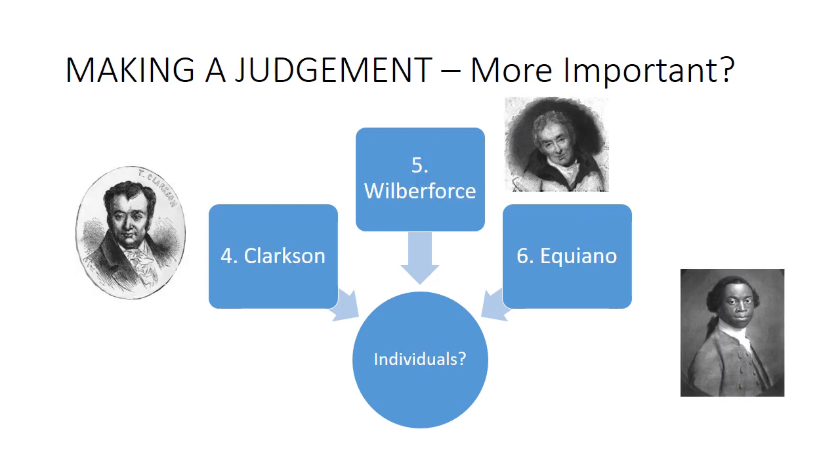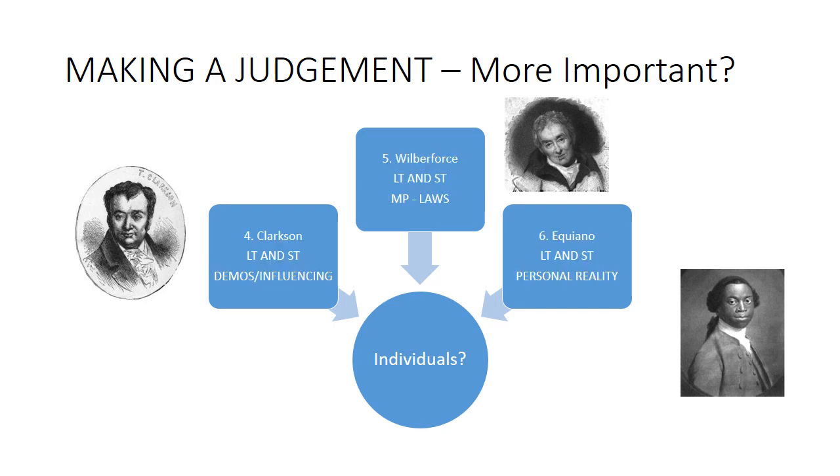Let's look at the individuals themselves. So Clarkson, Wilberforce, Equiano. That's really difficult to try and decide between the three of them, because they were just as important as each other in totally different ways. But if you wanted to use long-term, short-term, or you could use ESP, it's totally up to you.